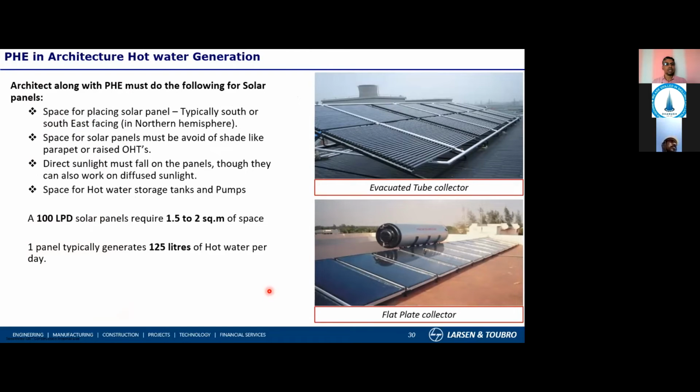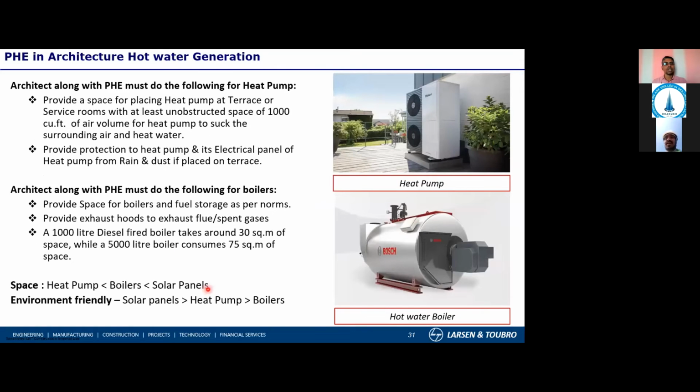Tentatively, I can give some idea here. A 100 LPD requirement of solar can consume a space of 1.5 to 2 square meter. And typically, one panel can generate close to 125 liters of hot water per day.